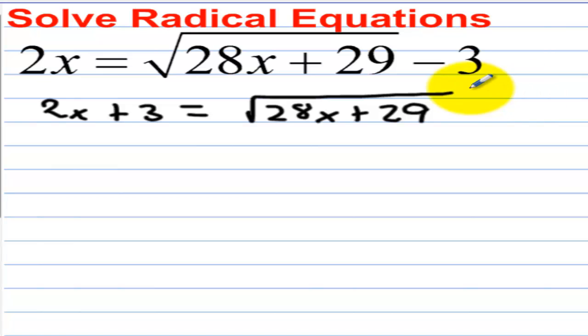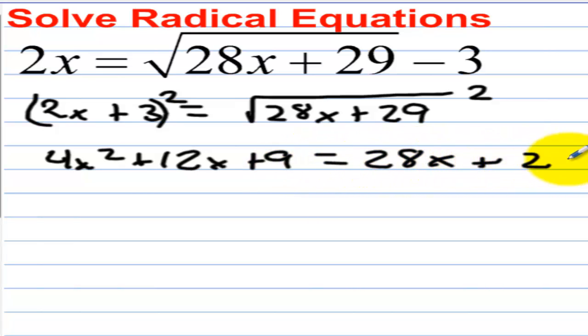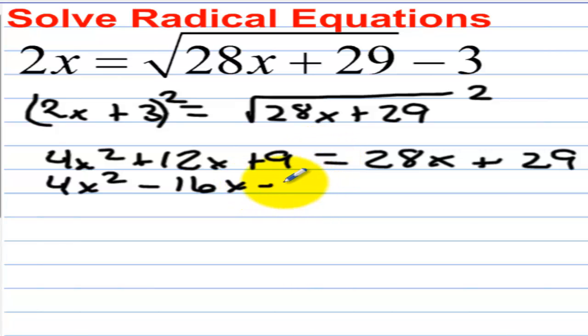Now we can get rid of the radical by squaring both sides. When we square the left-hand side, we get 4x squared plus 12x plus 9, and that's equal to 28x plus 29. Now we just solve this as if we're solving a quadratic. So we're going to minus the 28x over. We have minus 16x, and then we're going to minus the 29, and we get minus 20 equals 0.